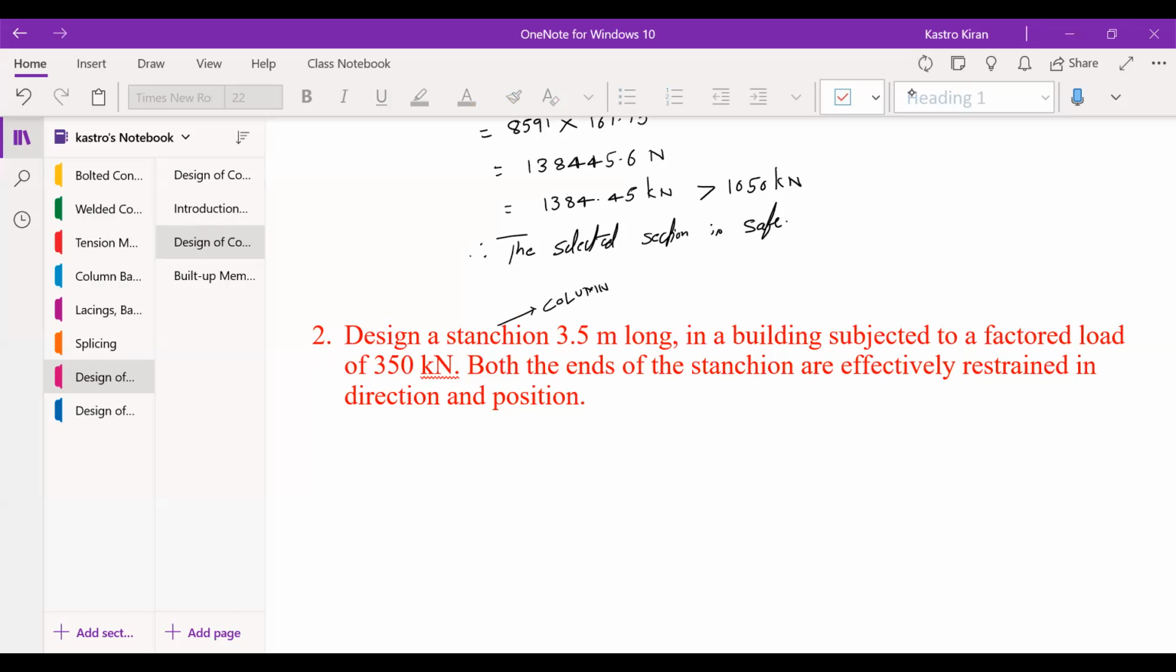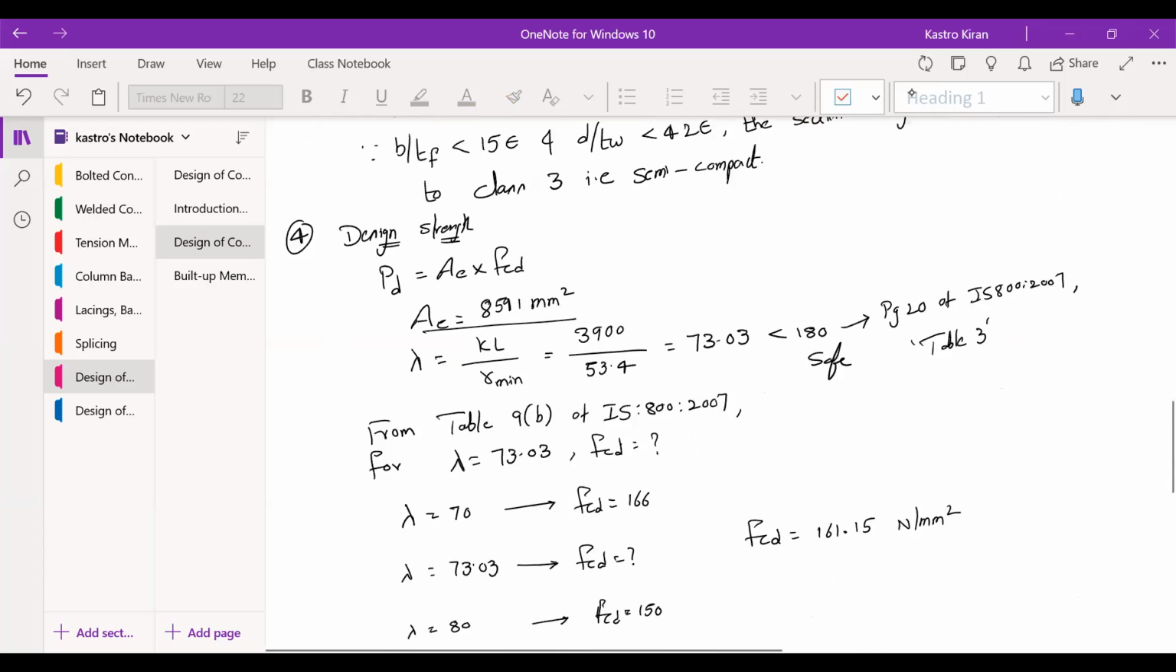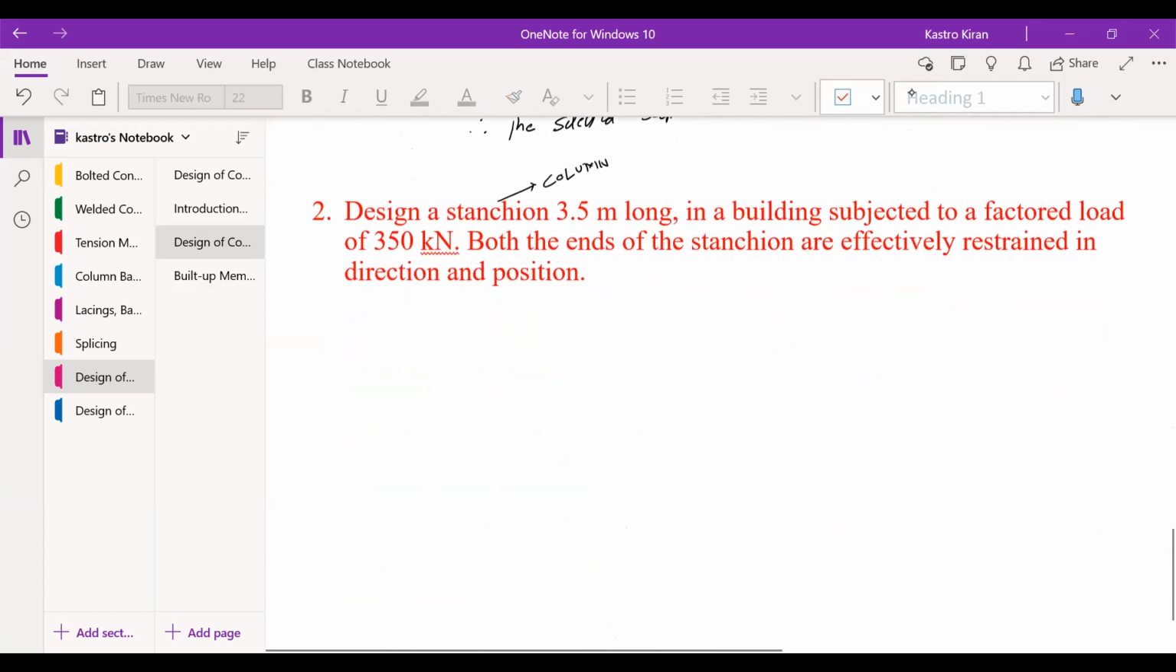Design a stanchion 3.5 meters long in a building subjected to a factored load of 350 kilonewtons. So here the load is a factored load. You don't need to multiply with 1.5. Both the ends of the stanchion are effectively restrained in direction and position. Check the condition, the K value from table 11, and then you can solve the process as we solved in the previous example. In the next class, we'll be solving the third type of problem, right?